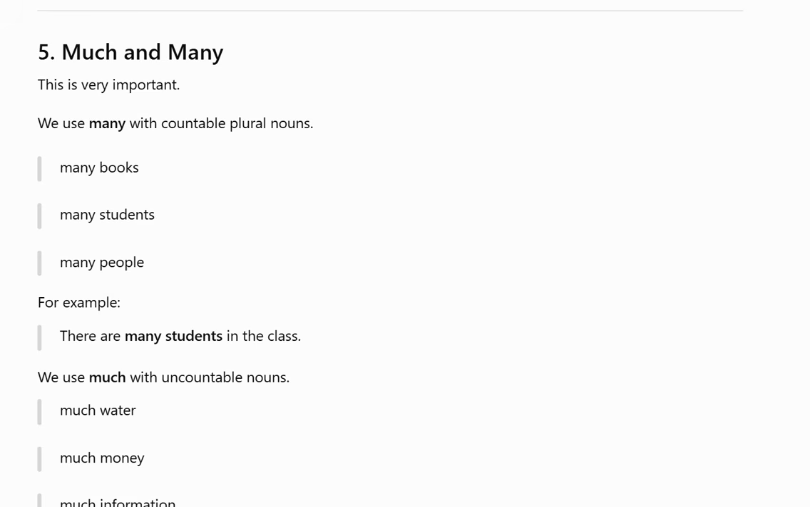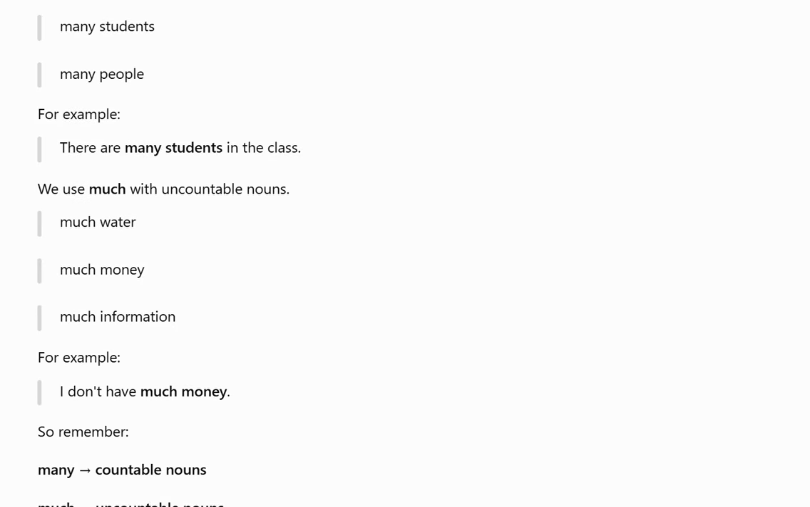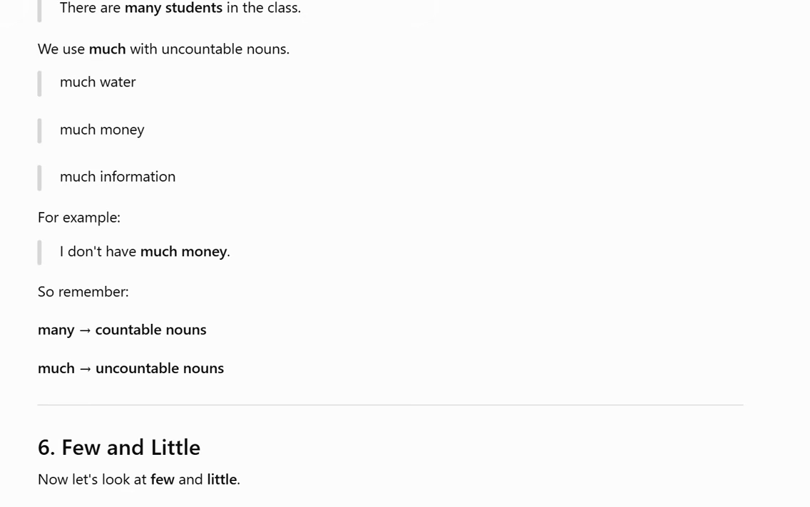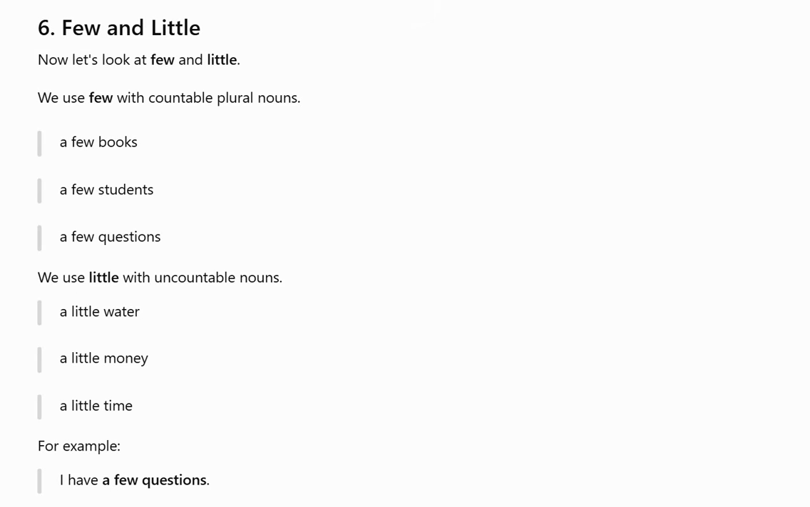We use much with uncountable nouns. Much water, much money, much information. For example, I don't have much money. Good. So remember, many, countable nouns. Much, uncountable nouns. Next, few and little. Now let's look at few and little. We use few with countable plural nouns. A few books, a few students, a few questions.